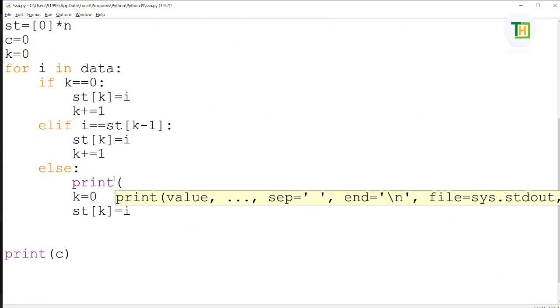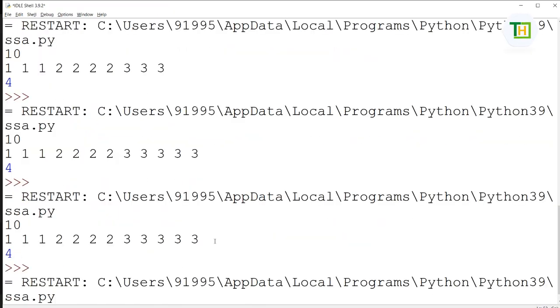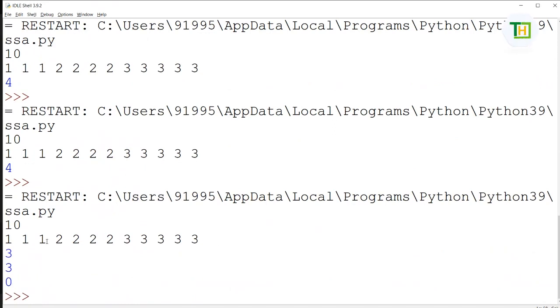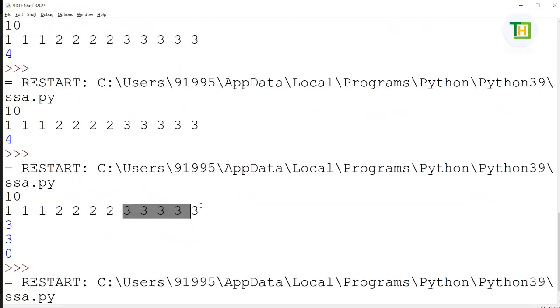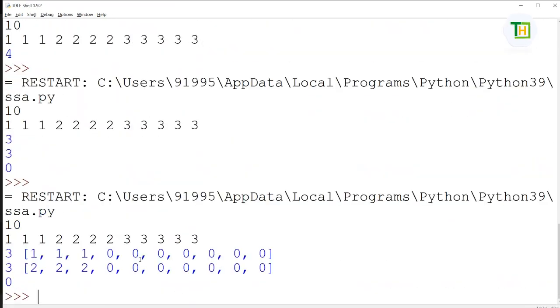Print k here. Print of k. Here it is going to be 0. It is going to be 3. It is going to be 3. It is going to be 0. Here I am going to print one more thing, that is comma st. Comma st I am going to print. All the values 0, 1, 2, 3, but it is not going for this value, right?